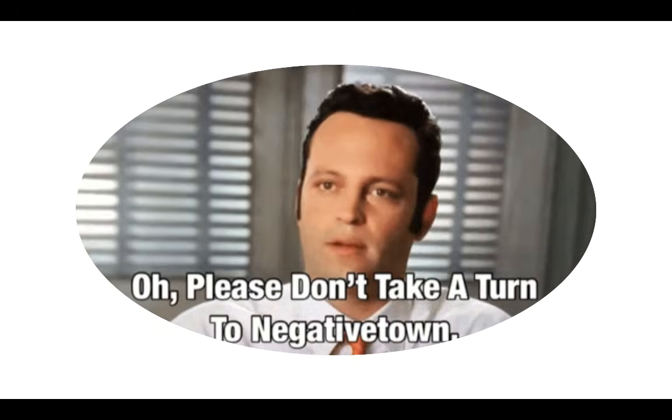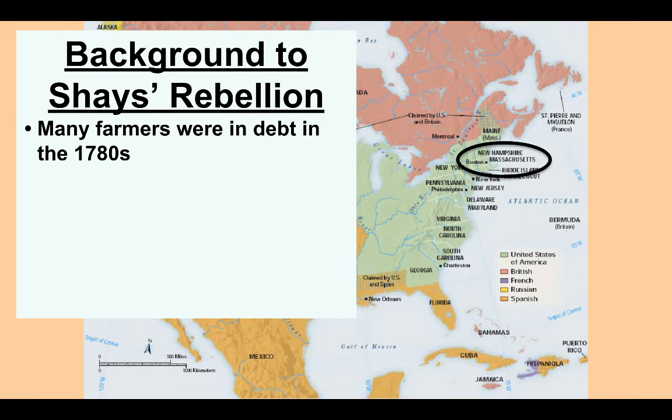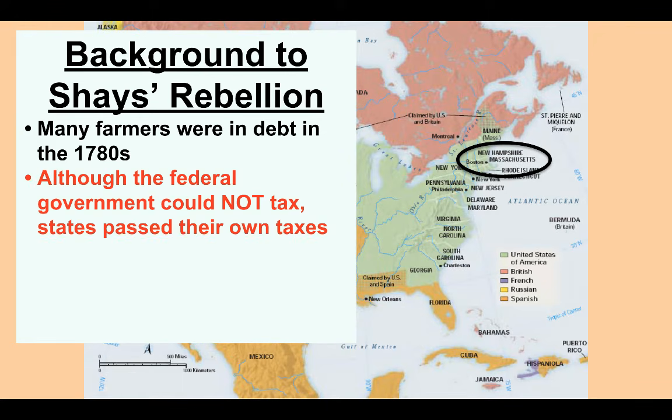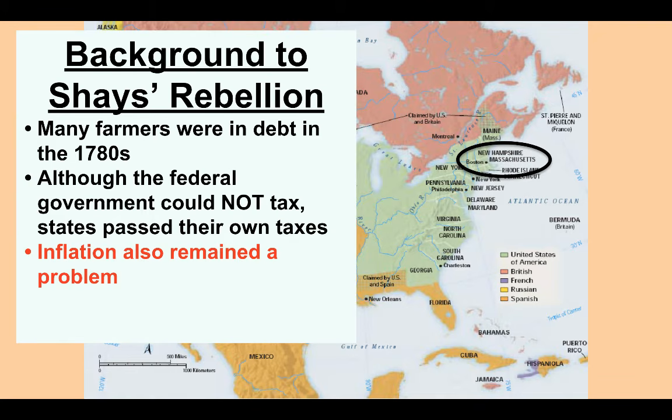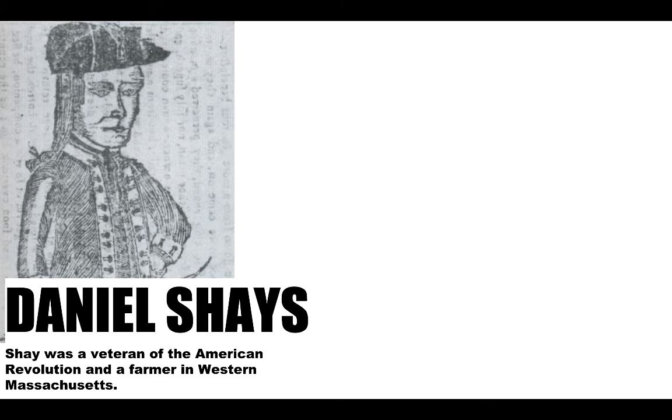Finally, we need to take another turn to Negative Town, Shays' Rebellion. Some background. Many farmers were in debt in the 1780s. Many of these farmers had fought in the American Revolution, and it was very difficult to pay back the debt after the Revolution, and many of those in debt ended up in prison. Although the federal government could not tax, states passed their own taxes, and with all this money being printed, inflation became a big problem.